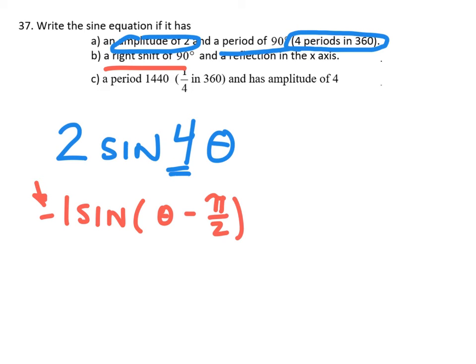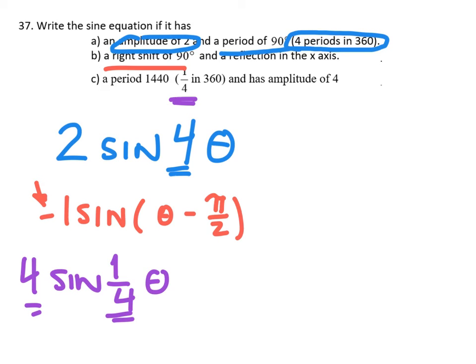Finally, let's try one more. A quarter of it shows up in the 360, so that would go in this position. And it has an amplitude of 4. So I think that's our guy there. Amplitude of 4, 1/4 of it in 360, and that's it. Those are our equations.